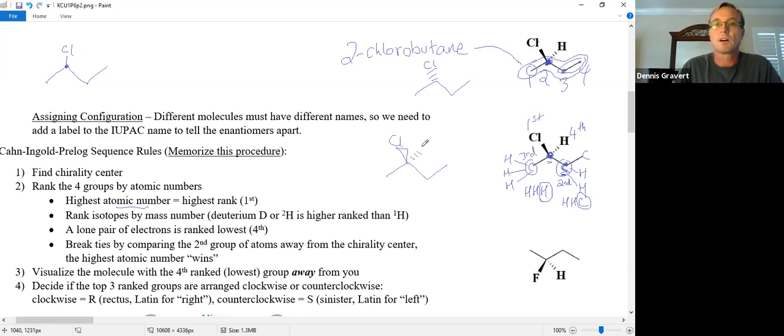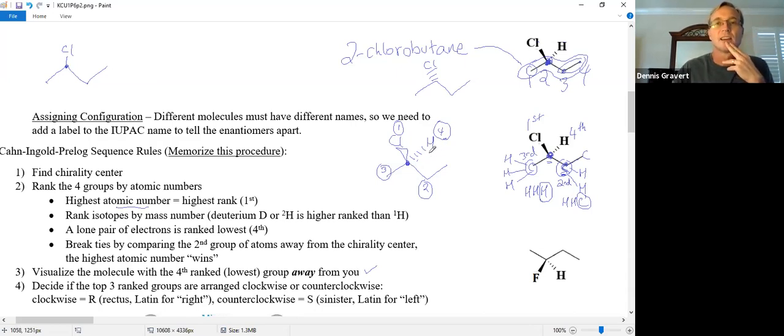It's kind of all written up over there. We've got 4th place, 1st place, 3rd place, and 2nd place. Okay, step 2, ranking the groups. We just finished. Next, visualize the molecule with the 4th rank group on the dash bond, going away from you. Yay! This molecule is already drawn correctly. We're looking at the chirality center with the 4th rank group dashing, fading into the distance away from us.